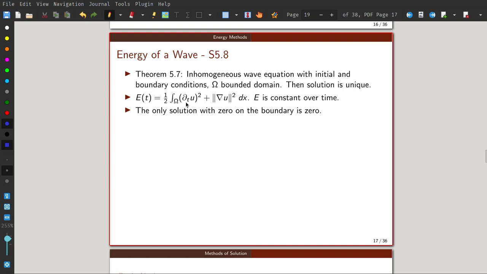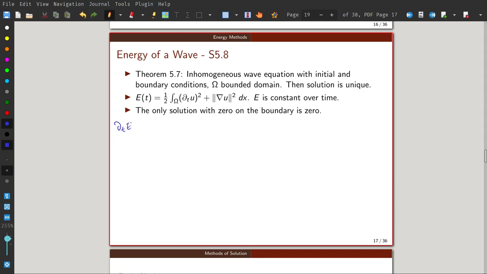E, is given by the square of the change in u in time, and the change in all space coordinates squared as well. So this is similar to the Laplace equation, where you look at the squares of the derivatives. And by direct calculation, you show that E is constant over time. So let's do that calculation now.